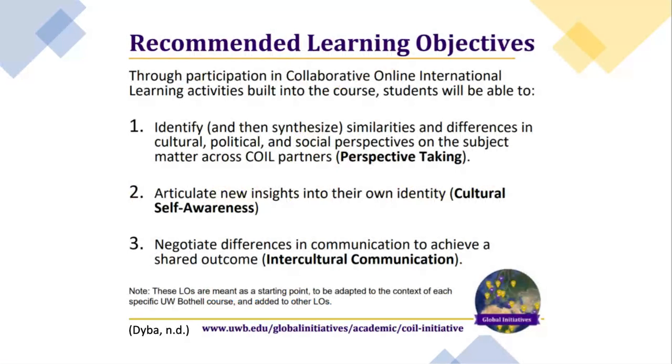But I'm gonna read these 3 because these are generic, and like I said, you can use these or tweak them. Identify and synthesize similarities and differences in cultural, political, and social perspectives on the subject matter across COIL partners. That would be the perspective taking. And then articulate new insights into their own identity. That would be the cultural self-awareness, as well as negotiate differences in communication to achieve a shared outcome. That would be the intercultural communication component.